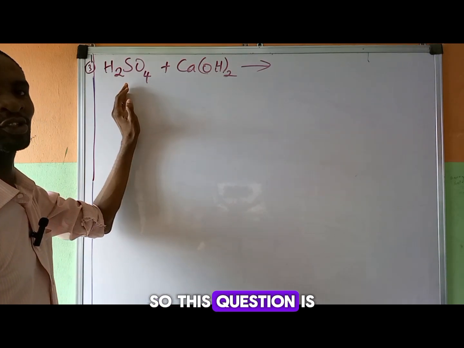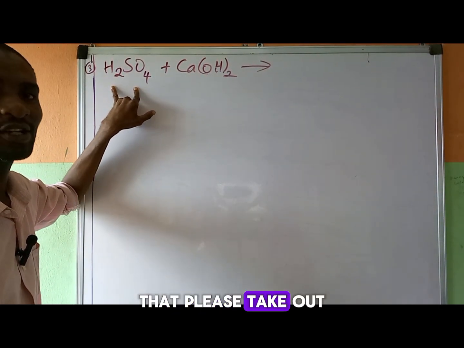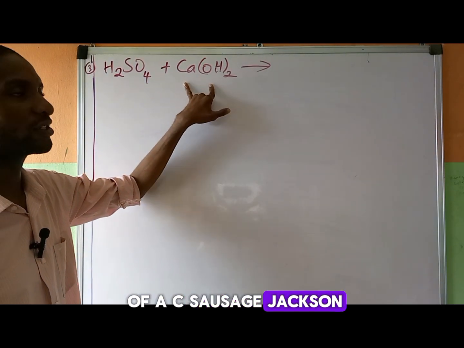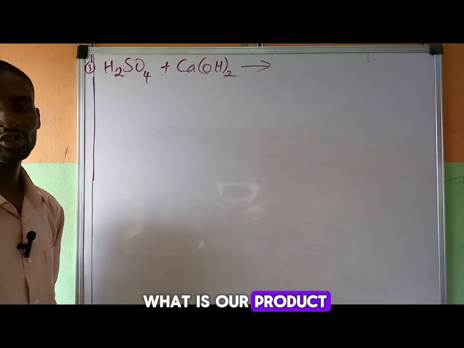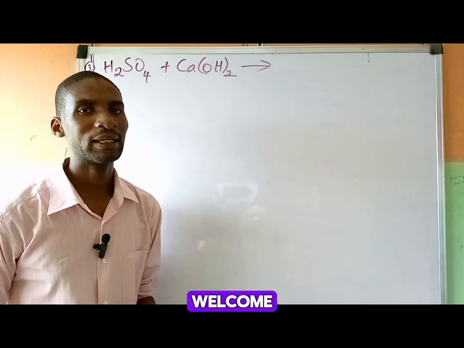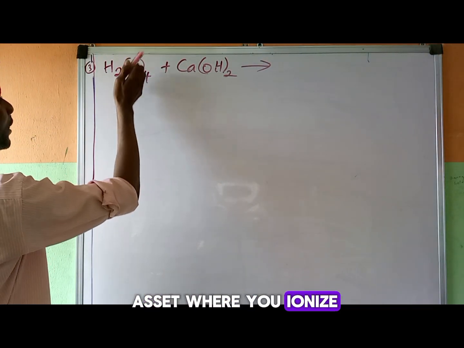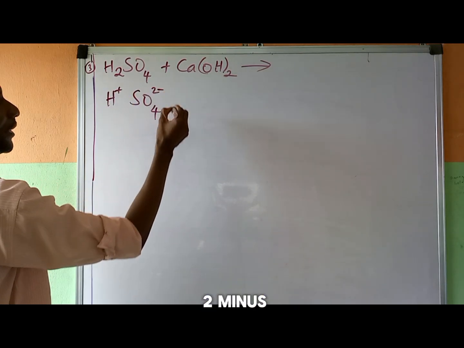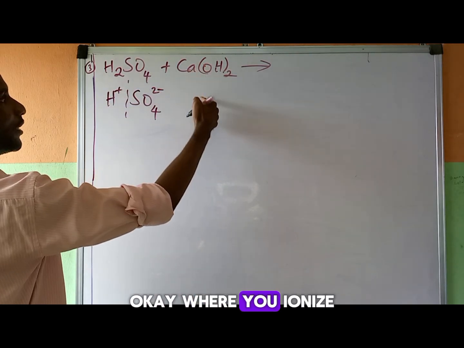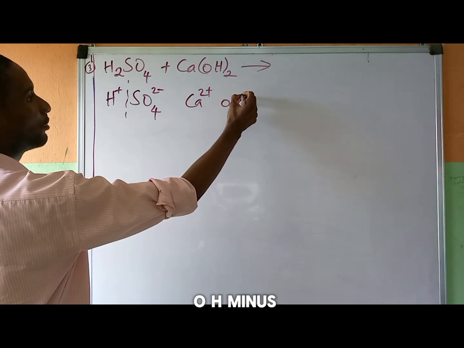Alright, so this question is H2SO4 plus Ca(OH)2, that is tetraoxosulfate 6 acid reacting with calcium hydroxide, which is a base. What is our product going to look like? Welcome back. Let's try to answer this question. So this is an acid. When you ionize it, it will give you H plus and SO4 2 minus. When you ionize this, it will give you Ca2 plus and OH minus.